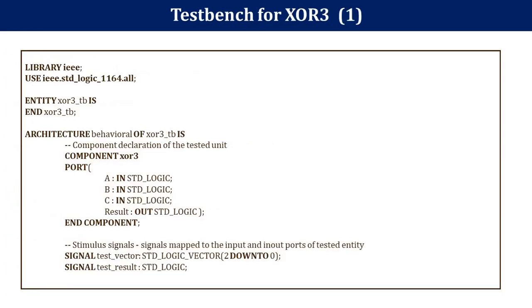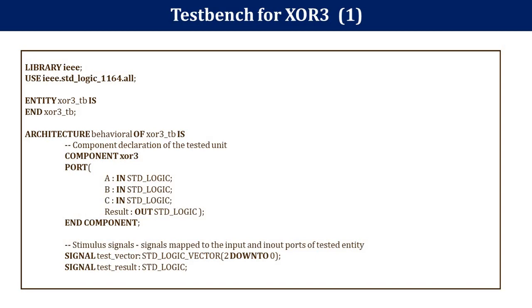Let's see one example: a test bench for an XOR gate having three inputs. The XOR gate has three inputs A, B, C and its output is result. Let's write the test bench for the XOR3. Library IEEE, use IEEE.std_logic_1164.all, entity XOR3_TB is, end XOR3_TB semicolon. Architecture behavioral of XOR3_TB is.